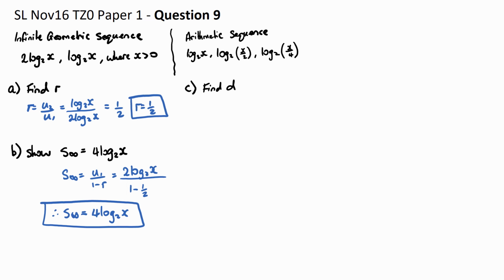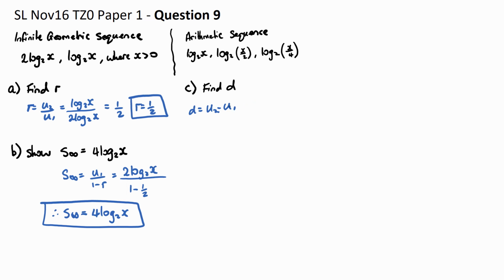Part C. It says the first three terms of an arithmetic sequence this time are given, and we have them here. And in Part C it says find the value of d, giving your answer as an integer. So the common difference here, we know, is either u2 minus u1, or we can say u3 minus u2. It's just any term minus the one before it.